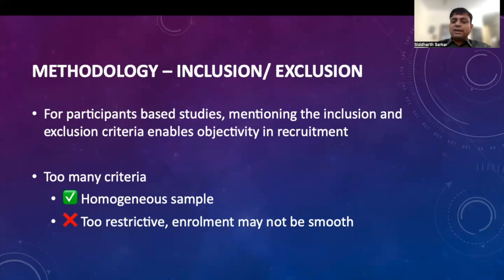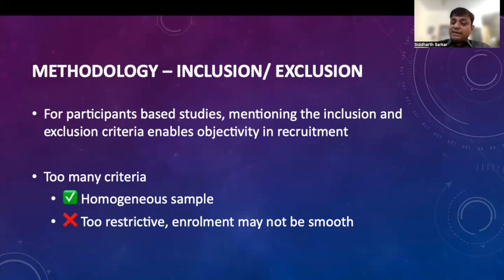Then you tell about the participants and the inclusion and exclusion criteria. For participant-based studies, mentioning the inclusion and exclusion criteria enables objectivity in recruitment. You do not include everyone who comes along. You need to have certain exclusion and inclusion criteria. For example, if your study is on patients with depression, then you need to mention the diagnostic criteria of depression that you are going to use as part of the inclusion and exclusion criteria, so that people are aware of the set of inclusion criteria used.